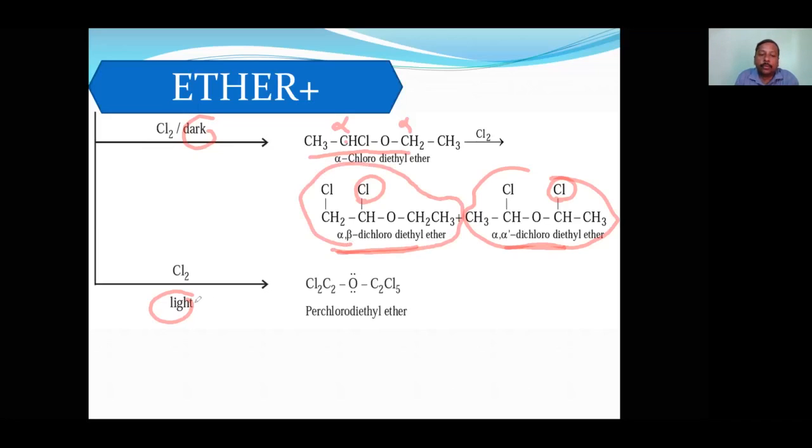But if we do the same reaction in light, all hydrogens are replaced. Nothing is left over. See here, how many hydrogens were there? 3 hydrogens were there, but here how many are left over? Only 3 chlorines will be left over. Like that, there will be a change in the light. In the presence of light, all hydrogens will be replaced, but in the presence of dark, only one hydrogen will keep on being replaced.